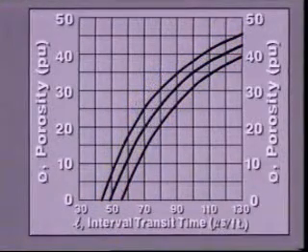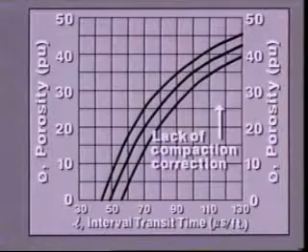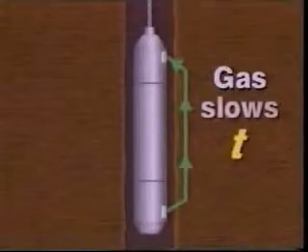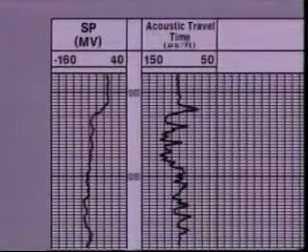In unconsolidated sands, the sonic log will read more than the true porosity. Thus, a special chart must be used that contains compaction corrections. Gas in the formation will also tend to slow the sonic waves, resulting in the log reading more than the true porosity. Here we see an acoustic log taken through an interval of sandstone.